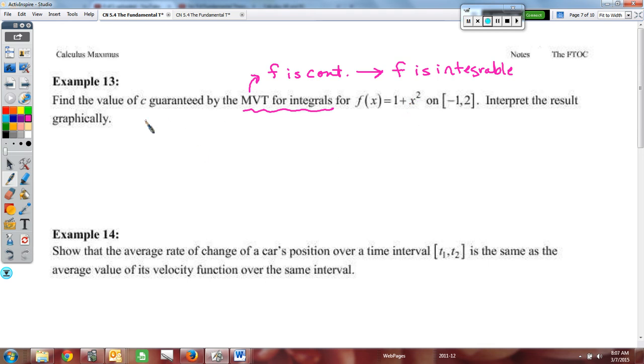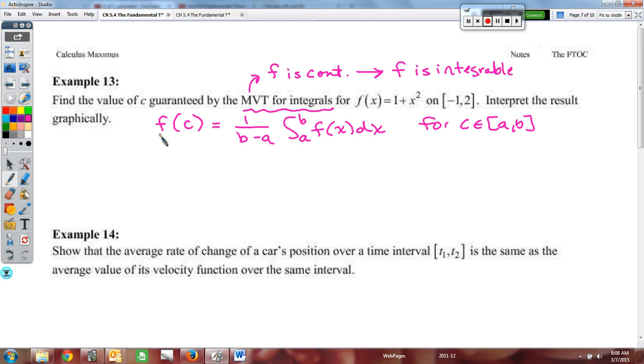So the mean value theorem for integrals says that if I were to calculate the average value of the function, using 1 over b minus a times the definite integral, then for some c in a to b, the average value of the function is attained somewhere in the interval, all right? So we first need to calculate the average value.